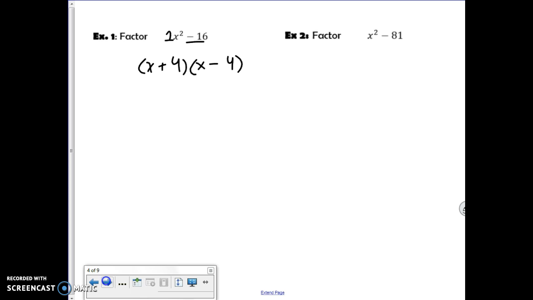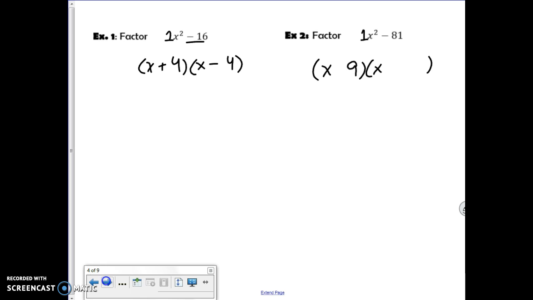Example 2 is the same sort of thing. First thing you should do is check for the greatest common factor. Is there a greatest common factor? Well, 1. But remember, with 1s, we don't normally write 1s if we're being multiplied or divided. However, I see that I have a coefficient of 1 and my constant is negative 81. I hope that you're able to recognize that those are, in fact, perfect squares.